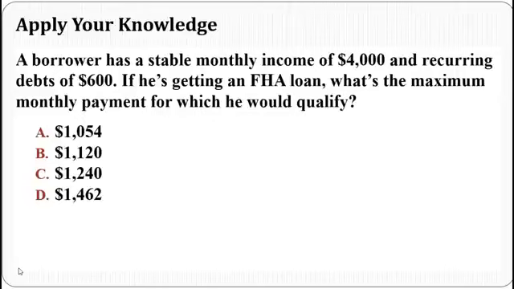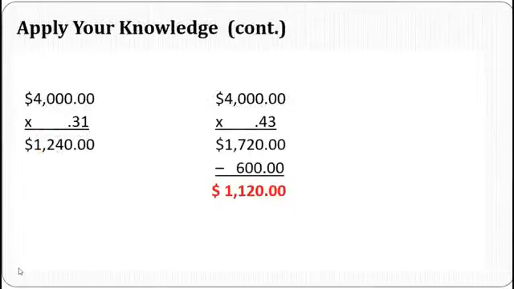Step 1 says take the gross times the front ratio. Well, the front ratio for FHA is what? 31%. Step number 2 says take the gross times the back ratio, 43%, and minus the debt. Step number 3 says whatever number is the lowest, that's the answer to the problem. If they ask you to calculate maximum mortgage payment, this is what you do. Step 1, step 2, and step 3. These are the steps to calculating maximum mortgage payment.